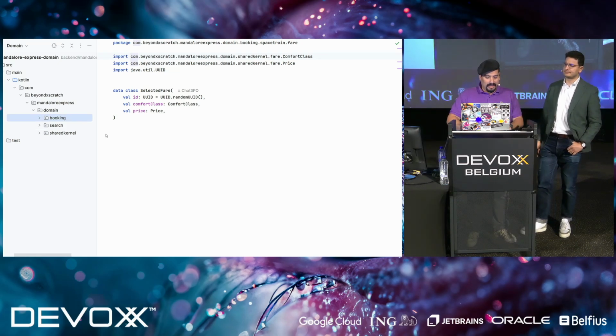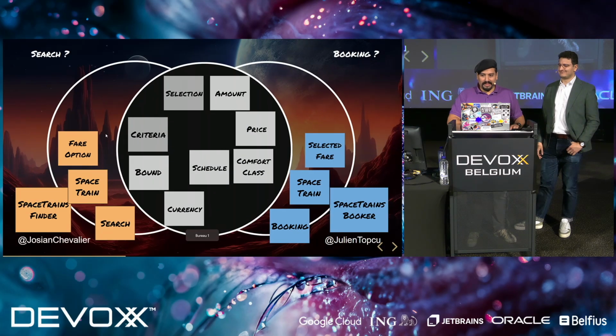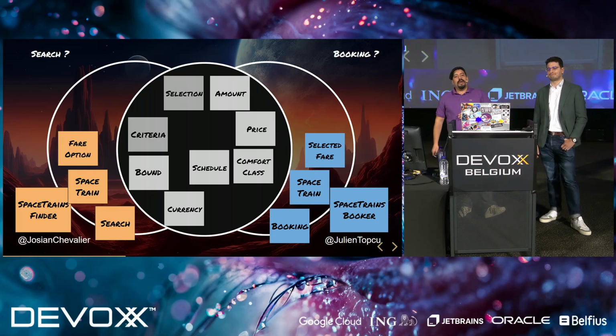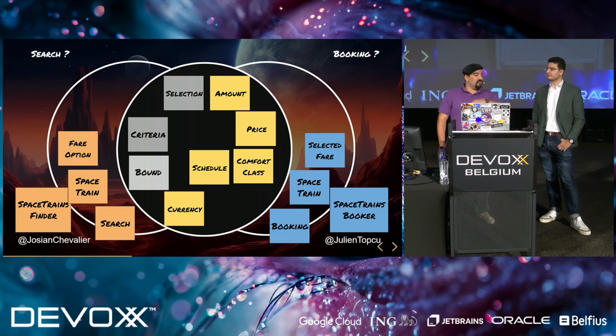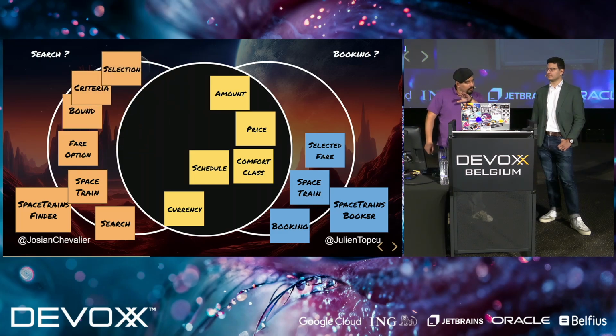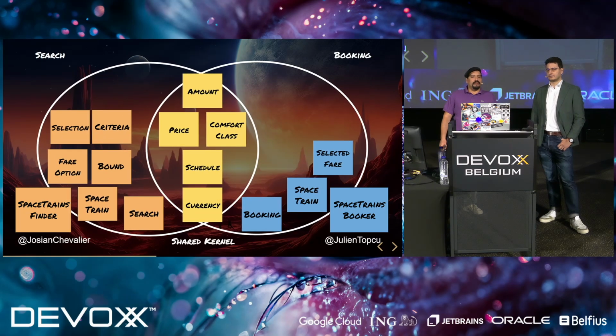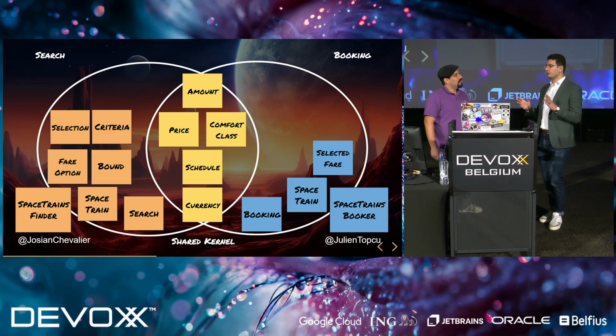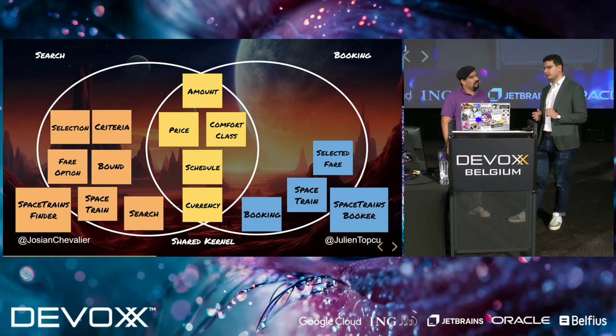Okay, so I will do a little drawing because it looks like this is the only thing you can understand. So we have amount, price, comfort class, schedule, and currency that are exactly the same for both search and booking. So we just put them apart. Then bound, criteria, and selection are only used for the search, so we put that in the search module. And what remains in between constitutes our shared kernel. It represents the intersection between our domains. More than that, it represents the area of uncertainty where we believe the boundary is, but we're not able to pinpoint exactly where it is yet. Exactly.